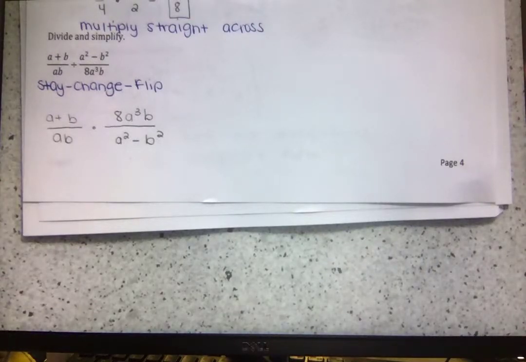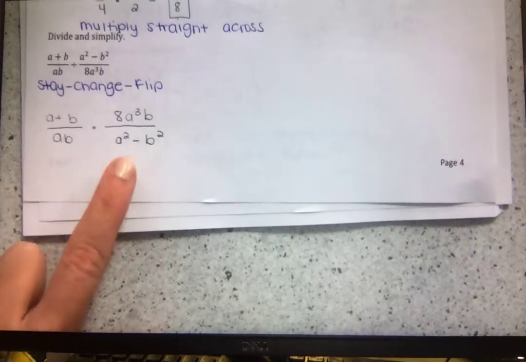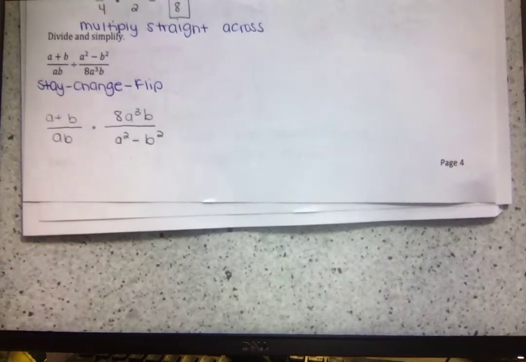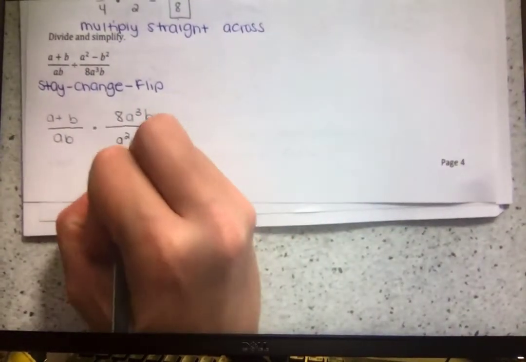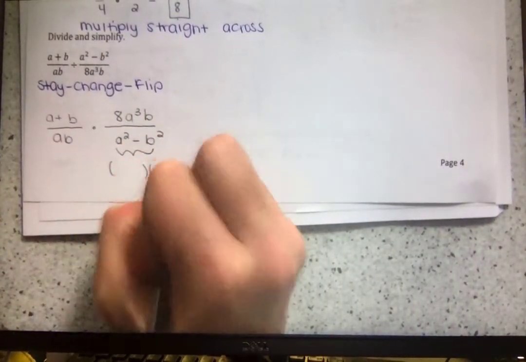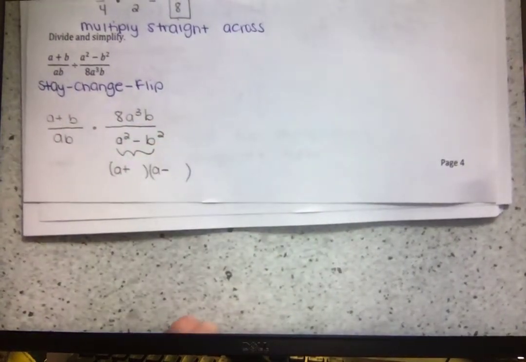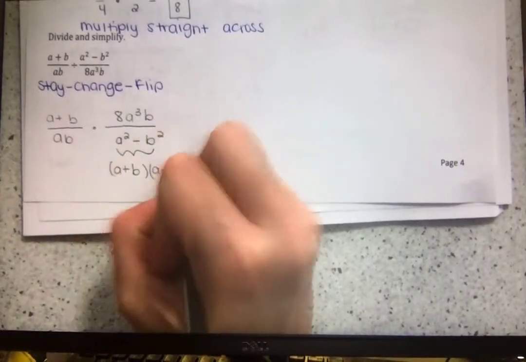times a minus b. Again, I just like to write the multiplication sign in between each one, so that way it kind of separates it a little bit, and it's kind of easier for me to see what factors cancel. Do you have to do that? No, but it just kind of helps me, so maybe it might help you too. Okay, sounds good, thanks. So now I can easily see what cancels. So a plus b.